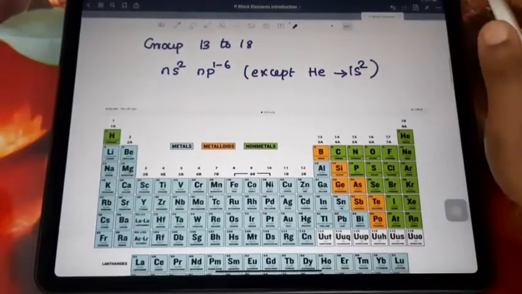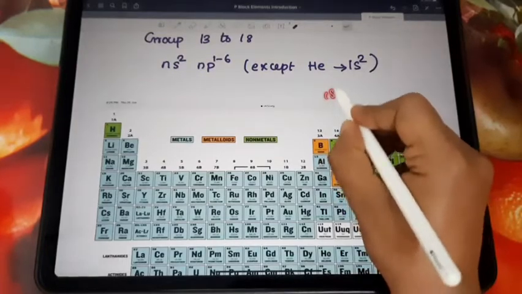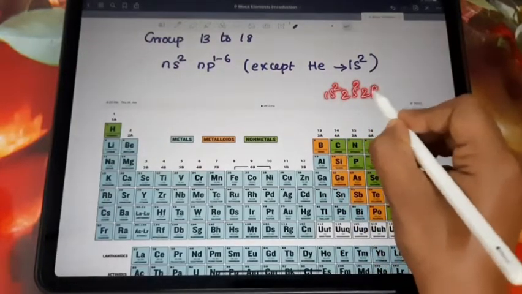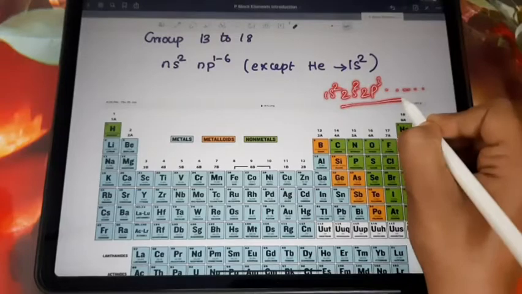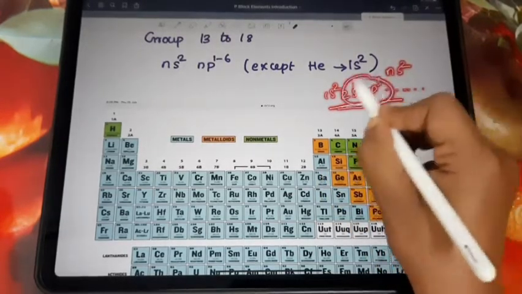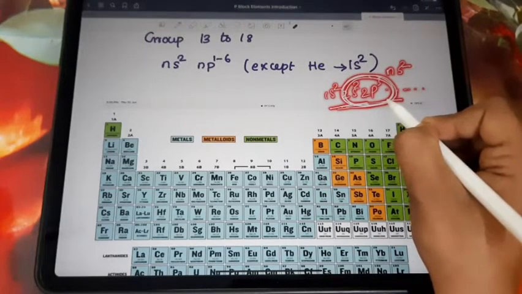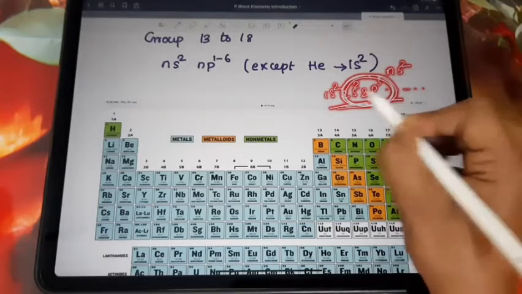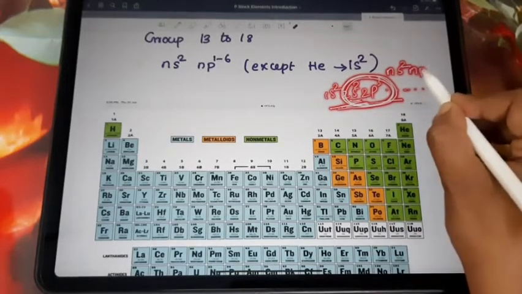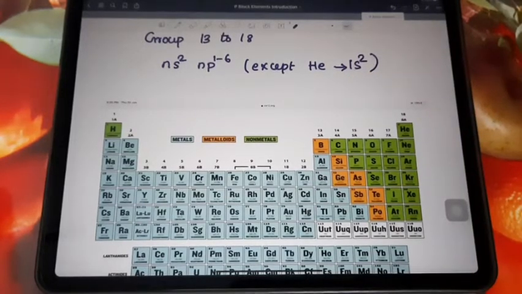Then the general electronic configuration of the p block elements is here, as I have written: 1s2, 2s2, 2p3, 2p4, 2p5, likewise. So we generally write it as ns2. Only the last shell's electronic configuration we are considering and representing in the general electronic configuration. So here it is ns2 np 1 to 6. This is the general electronic configuration for the p block elements from the 13th to 18th group, except helium.